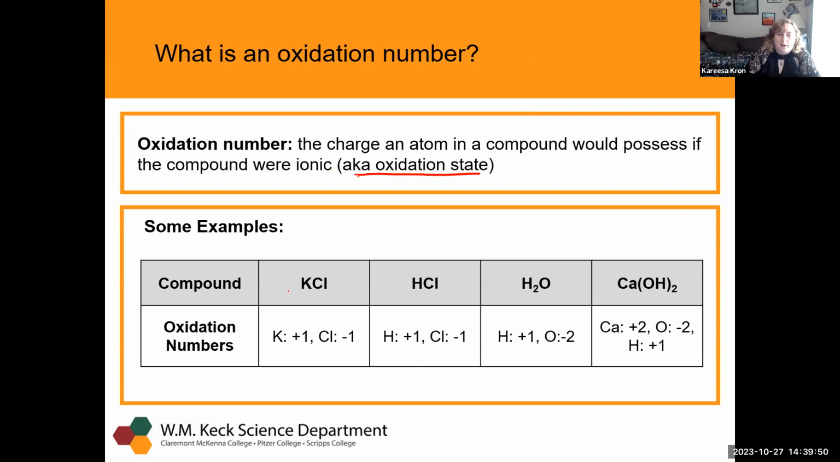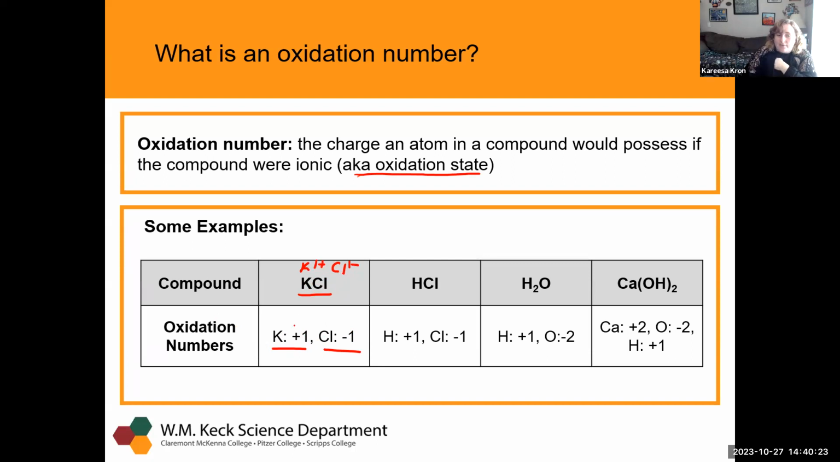So if we think about an ionic compound, such as potassium chloride, we can imagine that potassium would be K1+, and chlorine would have a charge of 1-. And what that manifests as is an oxidation number or oxidation state of potassium being +1 and a chlorine oxidation state being -1.